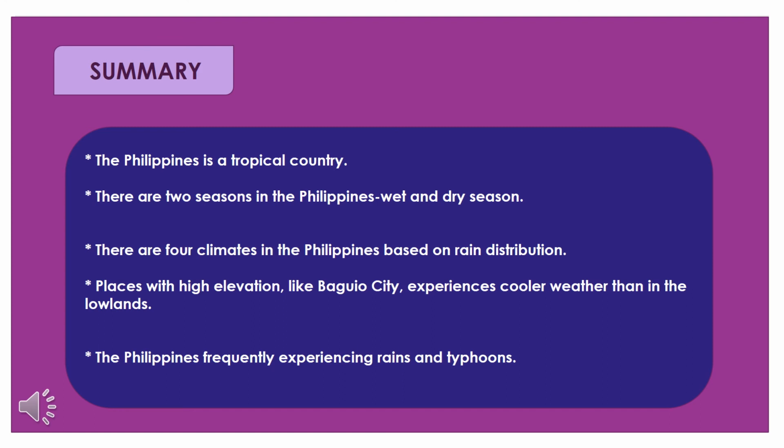Summary for our discussion today. The Philippines is a tropical country. There are two seasons in the Philippines: wet and dry season. There are four climates in the Philippines based on rain distribution. Places with high elevation, like Baguio City, experience cooler weather than in the lowlands. The Philippines frequently experiences rains and typhoons.